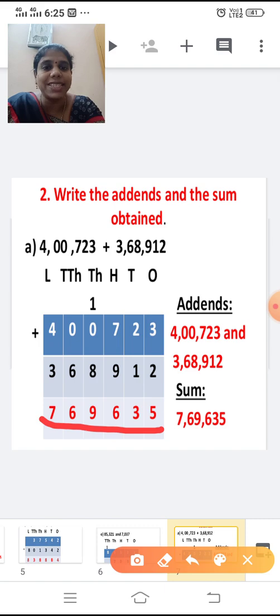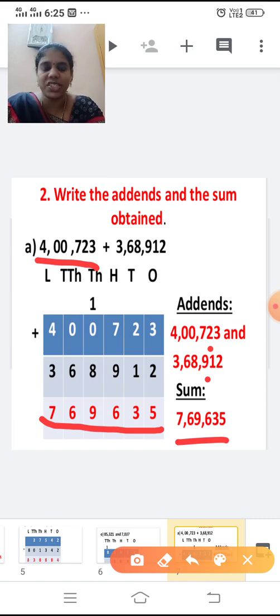What is the question? Write the addends. Now tell me what are the addends here. So addends are 4,723 and 3,68,912. Write it down. And now the sum. What is the sum here? 7,69,635. The addition, the answer we got, that is called the sum.